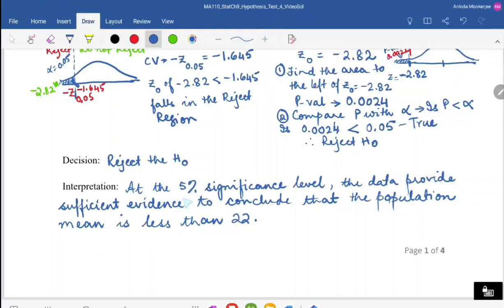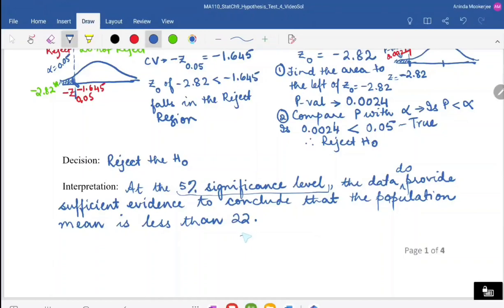Okay, so these are some critical phrases that must be included in the interpretation, and there are points associated with those phrases. All right, 5% significance level, make sure you have that. Then the data provide sufficient evidence. All right, now if the decision was reject, then you say the data provide sufficient evidence. If your decision was do not reject, then you will say the data do not provide sufficient evidence. Okay, I'm going to use the data do provide. Right? To conclude that the population mean is less than 22.